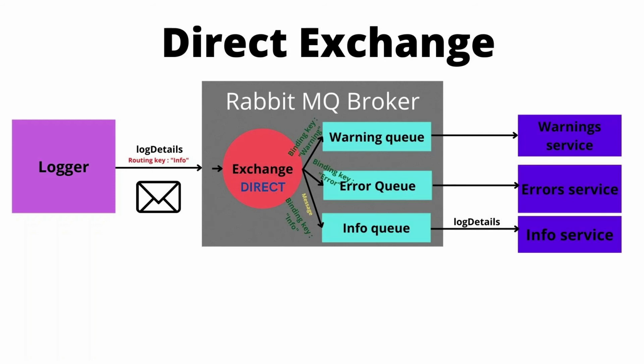RabbitMQ received that message. The exchange, based on the type, which is direct, and based on the routing key and the binding keys, was able to match and to know which microservice or which queue should be provided with this message. And then the microservice, of course, listening to that queue, is the one who's going to get that log detail, and then do whatever it needs to do with it. Either save it in a database, send it somewhere else, do anything with it.